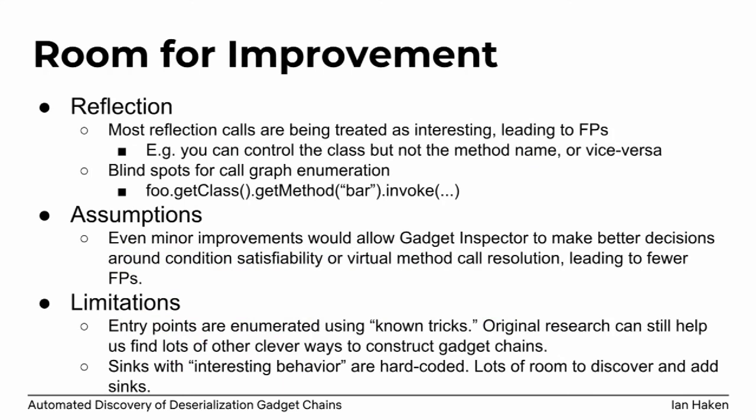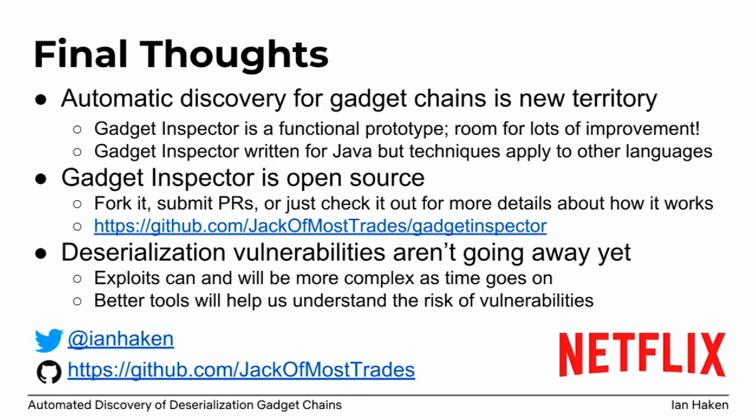So there's lots of room for improvement with this tool. It chokes on reflection a little bit. I talked about the assumptions that it makes. I talked about the limitations that exist with knowing about different sources and different sinks. But one of the things that I really think is worth taking away from this is that I think it's completely uncharted territory for the deserialization space, automatically finding these gadget chains. And I feel like it's proven, just in this sort of proof of concept that I've built, that it's able to find some really useful things.